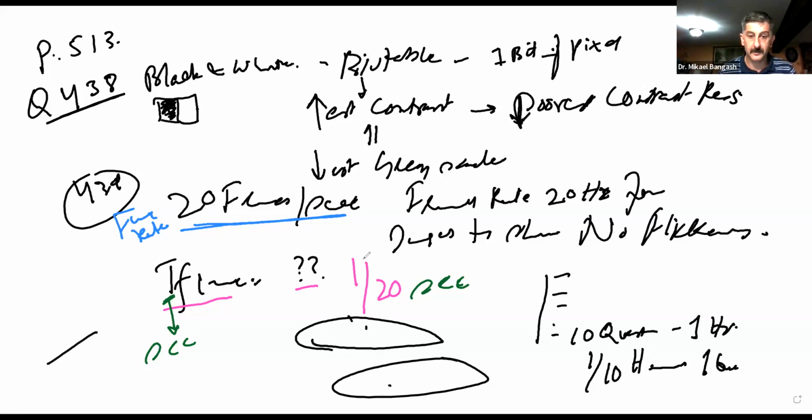So if the T frame is 1/20 of a second, that means you will be able to see that movie, or a sequence of images, without any flickering.